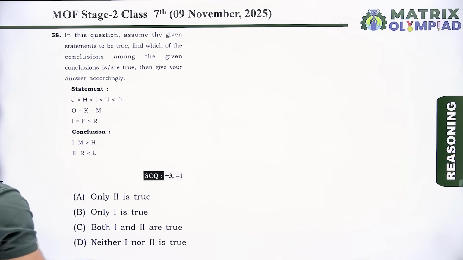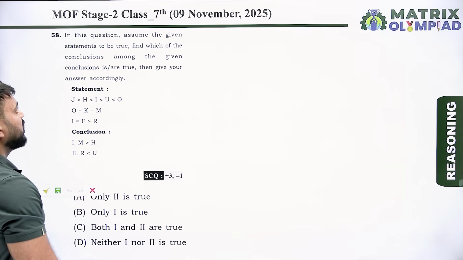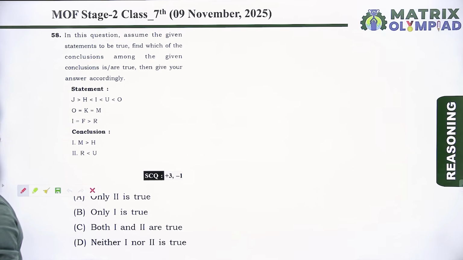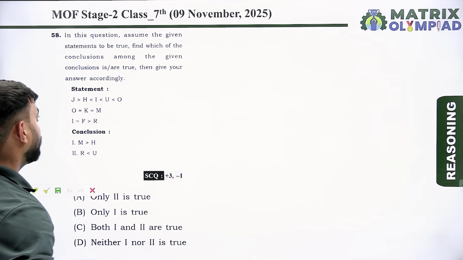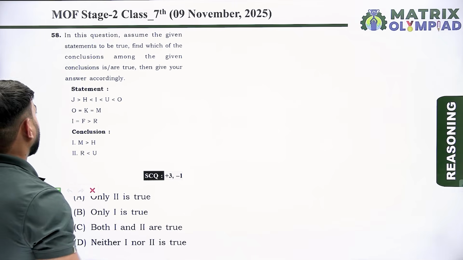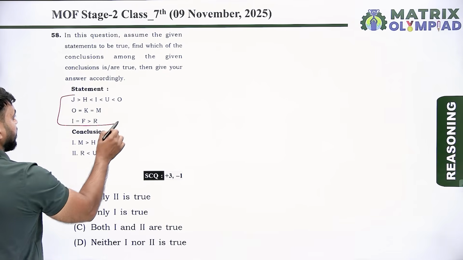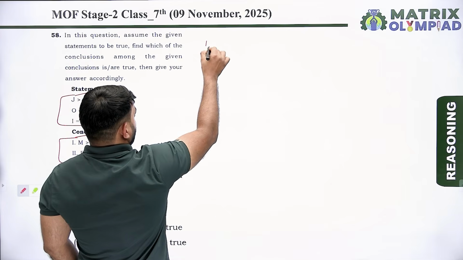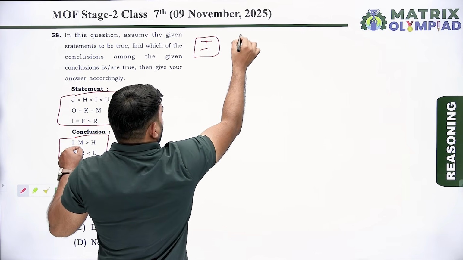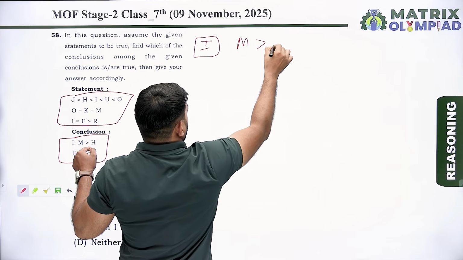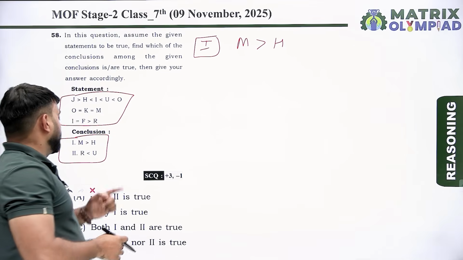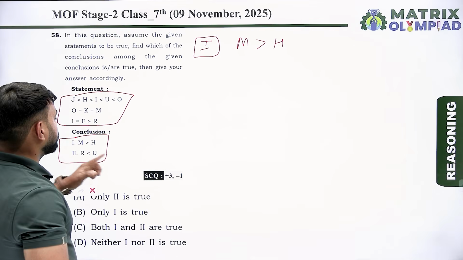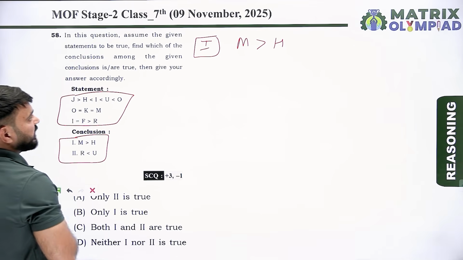So now the next question is question number 58. In this question, assume the given statements to be true. Find which of the conclusions among the given conclusions are true, then give your answer accordingly. We have 3 statements and 2 conclusions. So according to the first conclusion, M is greater than H. So we have to move from M to H.